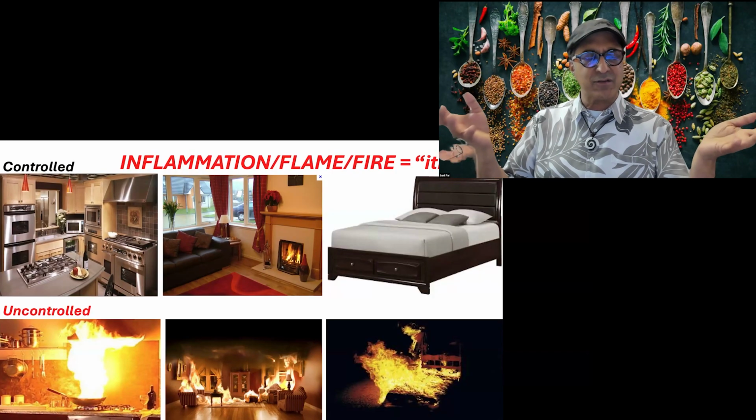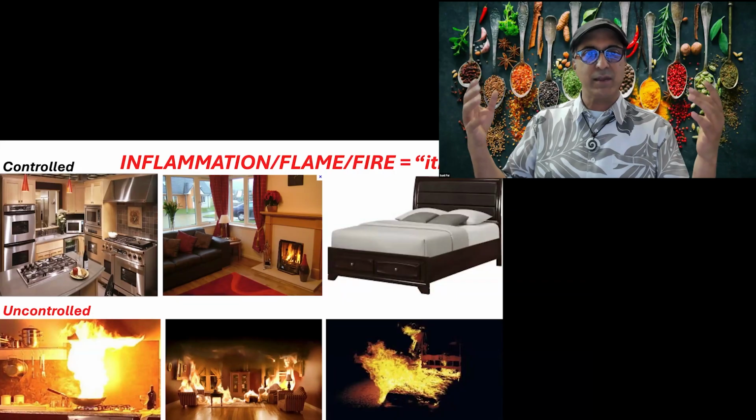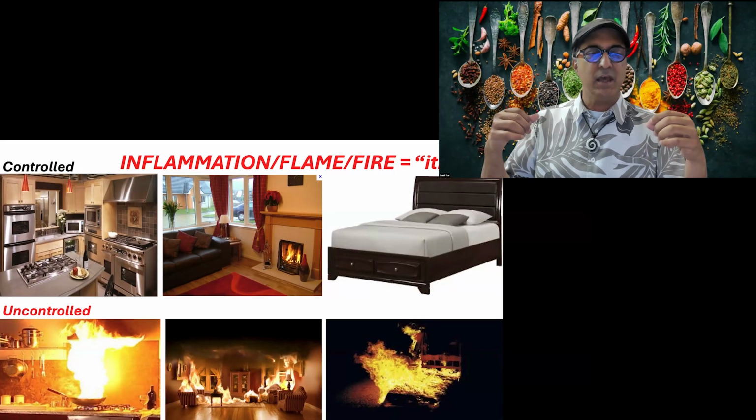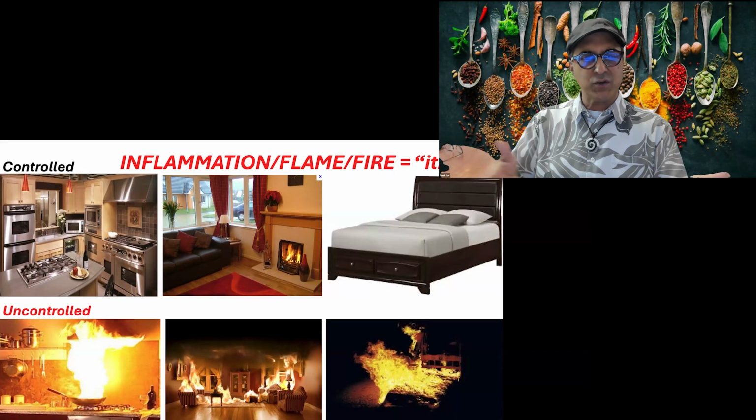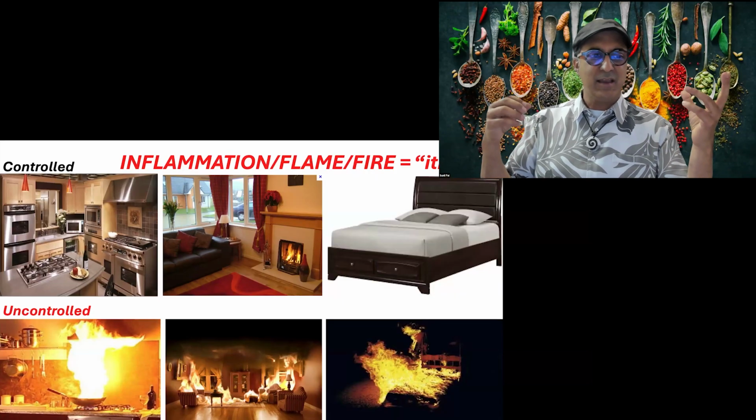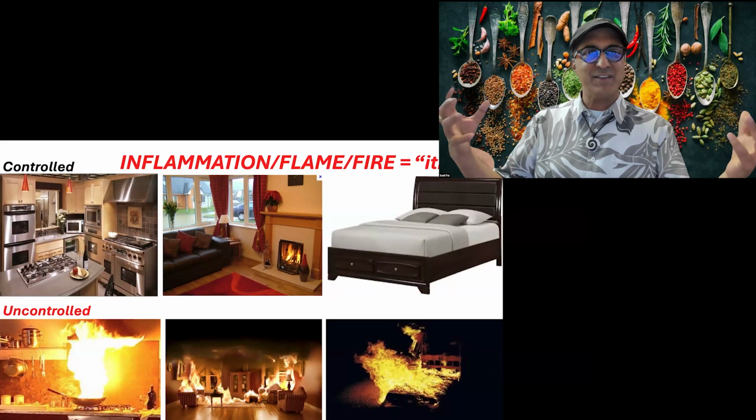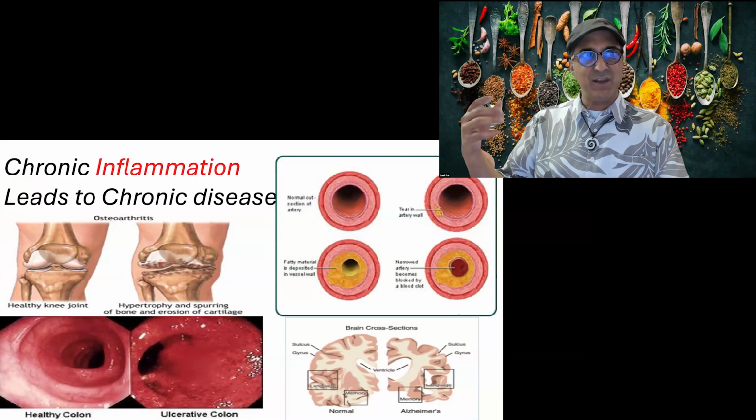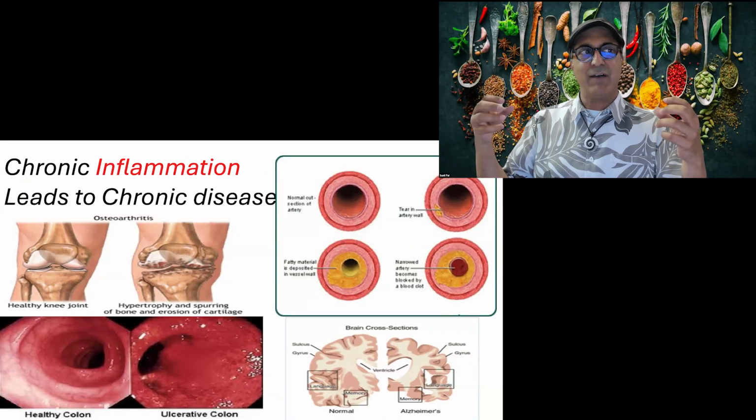It is regulating certain biological functions in the immune system, and almost every system is regulated with a positive and a negative effect from inflammation. But when it's uncontrolled, like you see here at the bottom, this kitchen fire, the house on fire, your bed's burning, then there's too much inflammation. And inflammation is leading us to have chronic diseases.